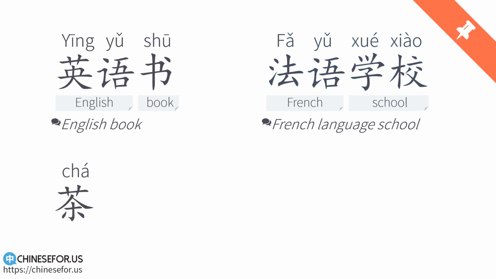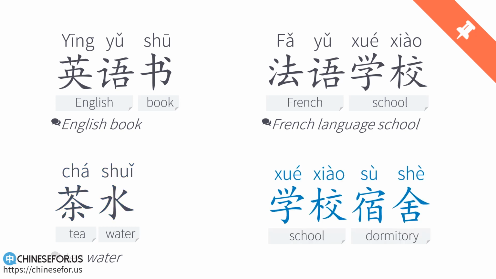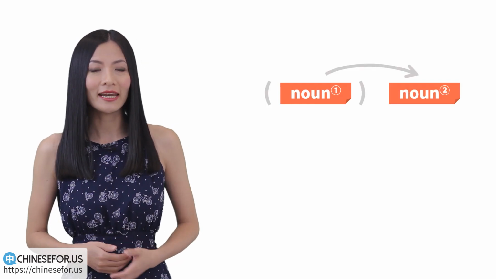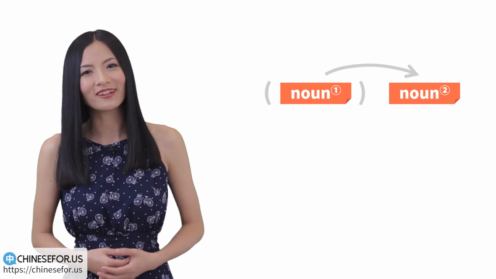And we also learned 茶 tea and 水 water. They're both nouns, and if we say 茶水, it means tea water. And we can also say 学校宿舍, school dormitory. So in Chinese, a noun can sometimes be used to modify another noun. It is a very common structure you'll see a lot as we learn.